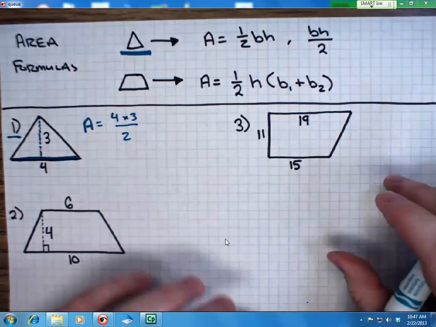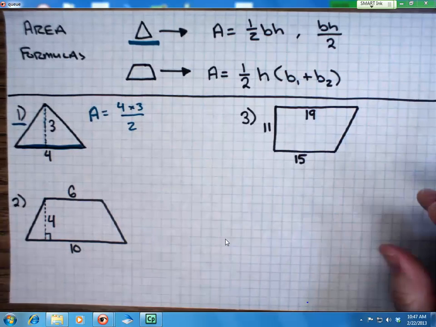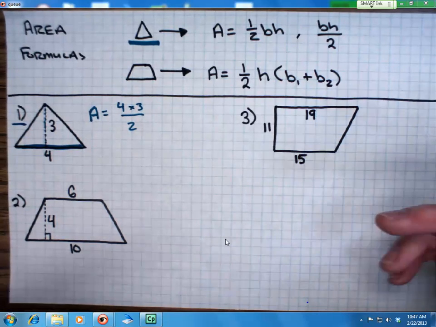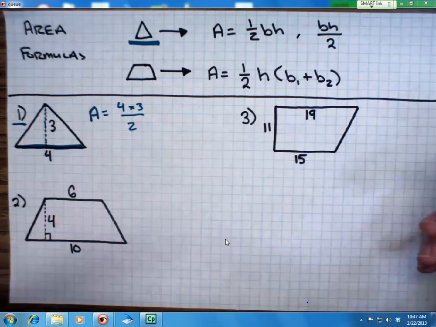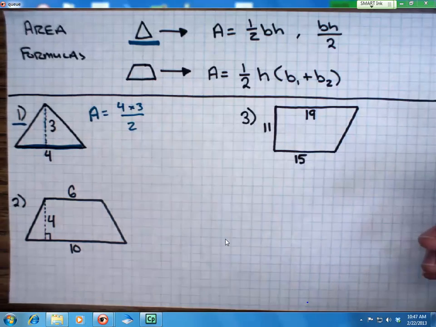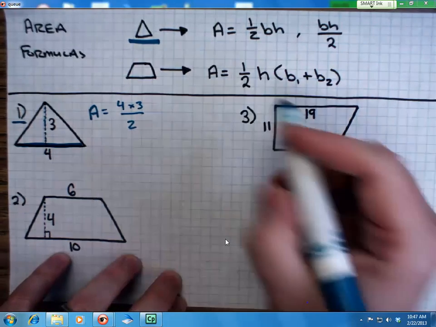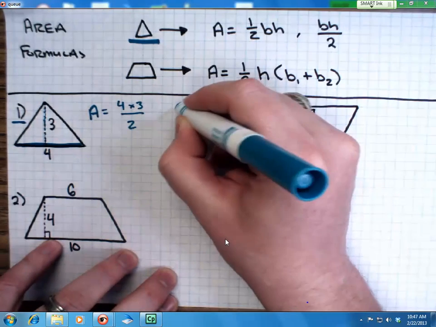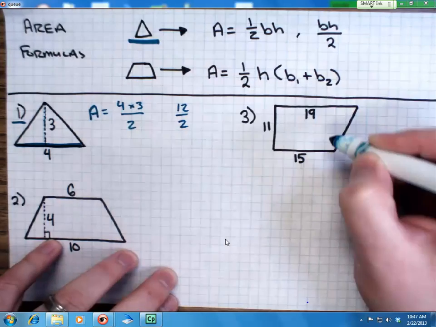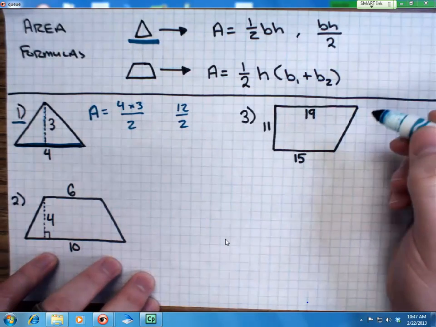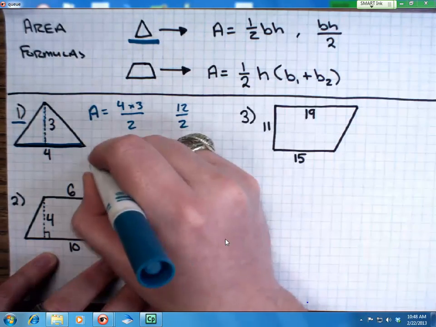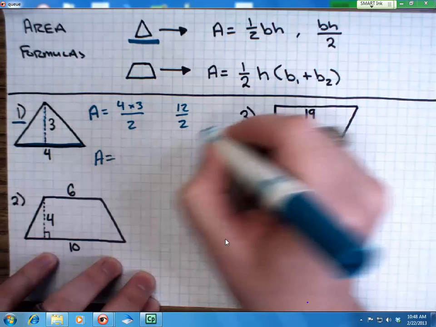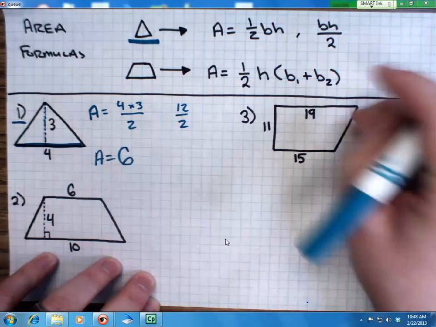Now, why do we divide that by 2? Well, if we didn't divide that by 2, that would give us the area of a parallelogram or a square. We don't want that. We need the area for a triangle. Okay? So, whenever I multiply this together, that's going to give me 12 divided by 2. Well, what's 12 divided by 2 equal? 6. That's right. So I know that my area for my triangle is going to equal 6.